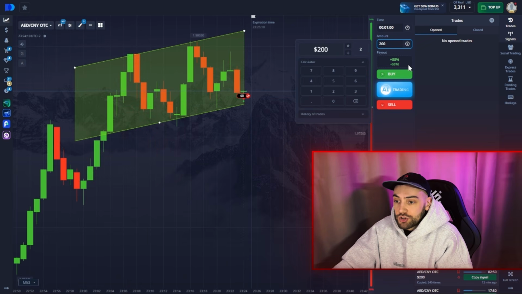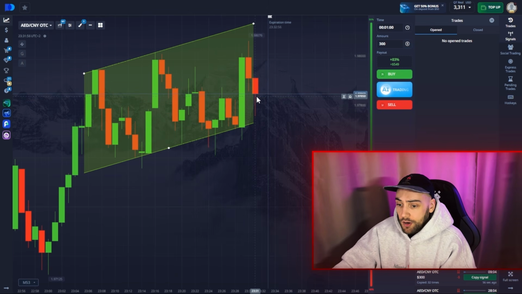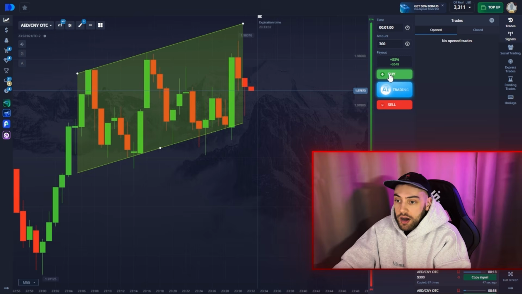Yeah, and it closes the trade in loss. It's okay, I'll increase the amount to $300. We don't enter in the middle. Wait for the candle to dip a little and then open a buy.